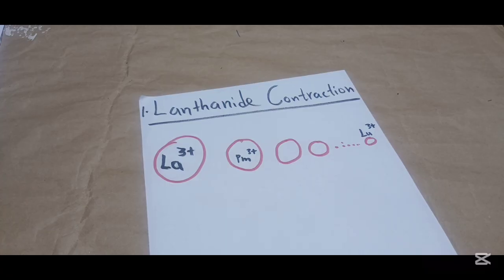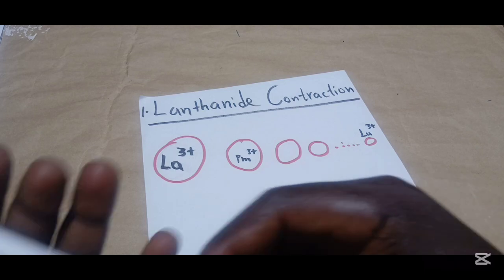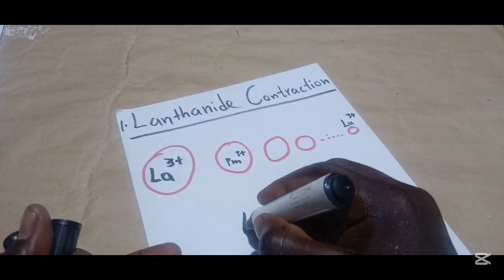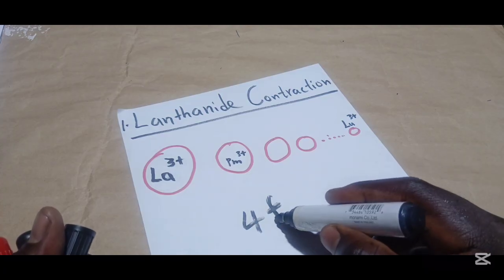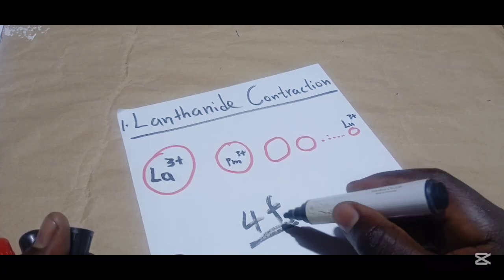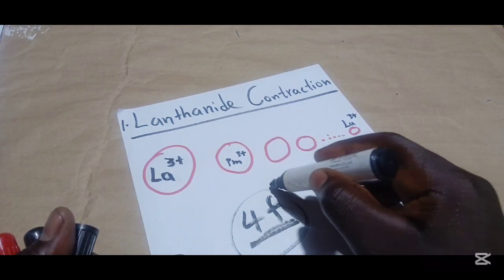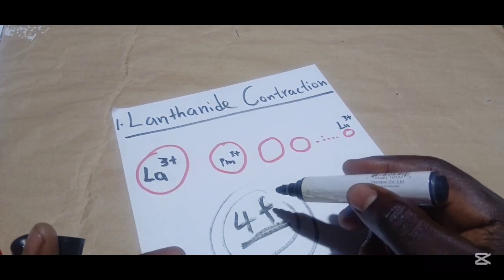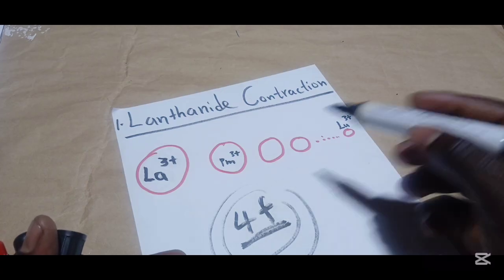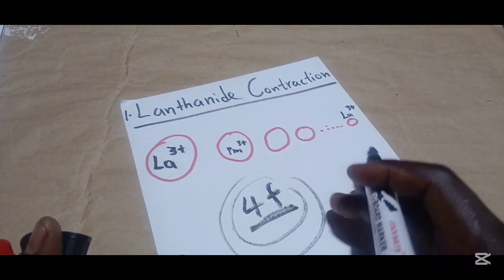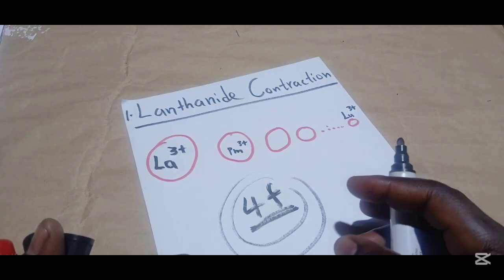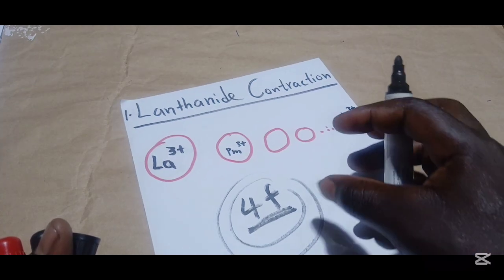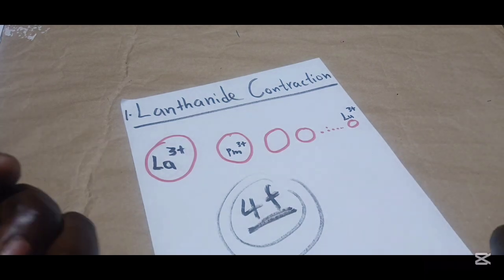So this effective nuclear charge has a greater effect on the atomic and ionic radii. So for the lanthanides, the added electrons are being added into the 4f orbital. Because we are not getting more shells coming together apart from the 4f orbital, and we know that as the number of electrons increases, or the atomic number increases, the number of protons in the nucleus increases, therefore increasing the effective nuclear charge.